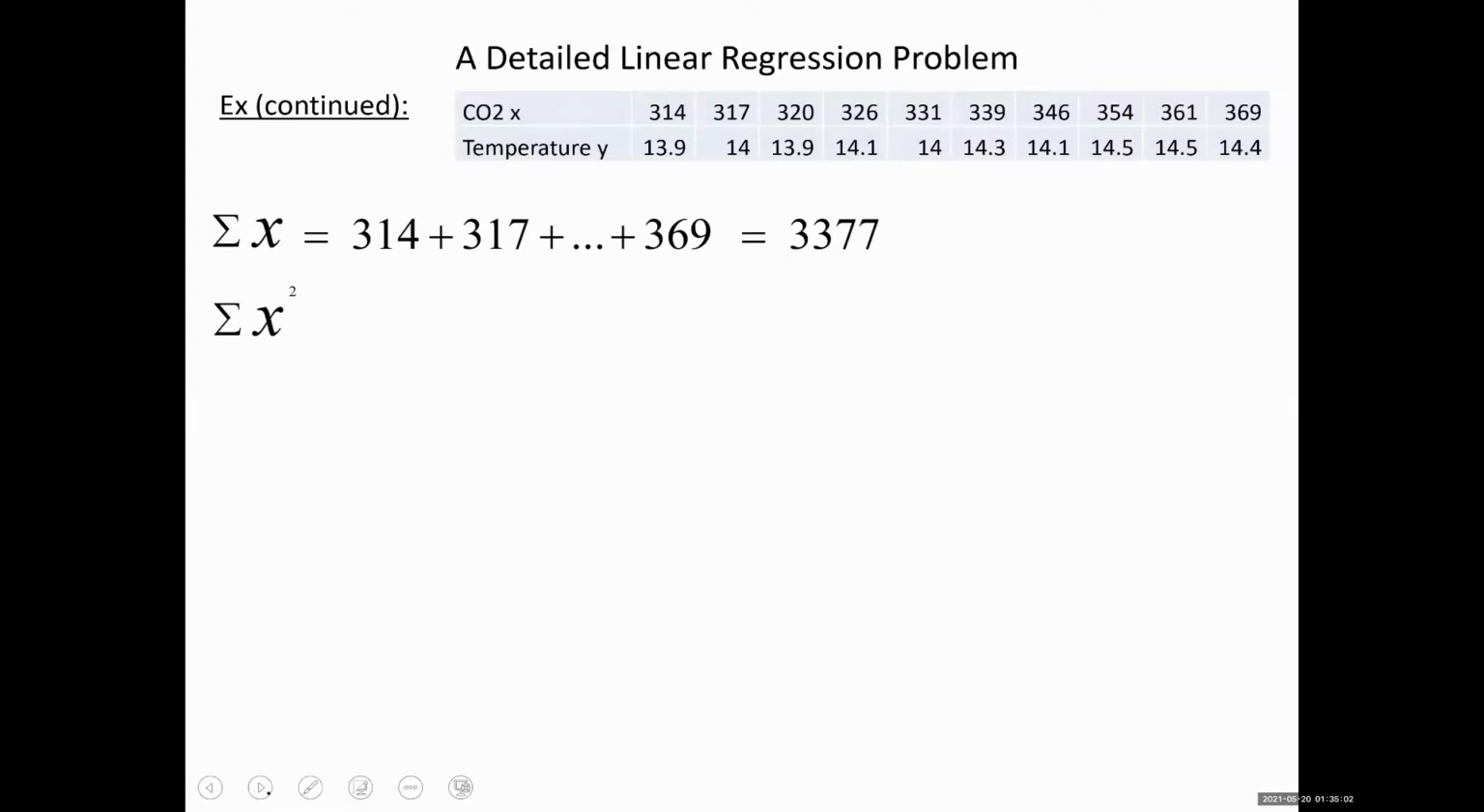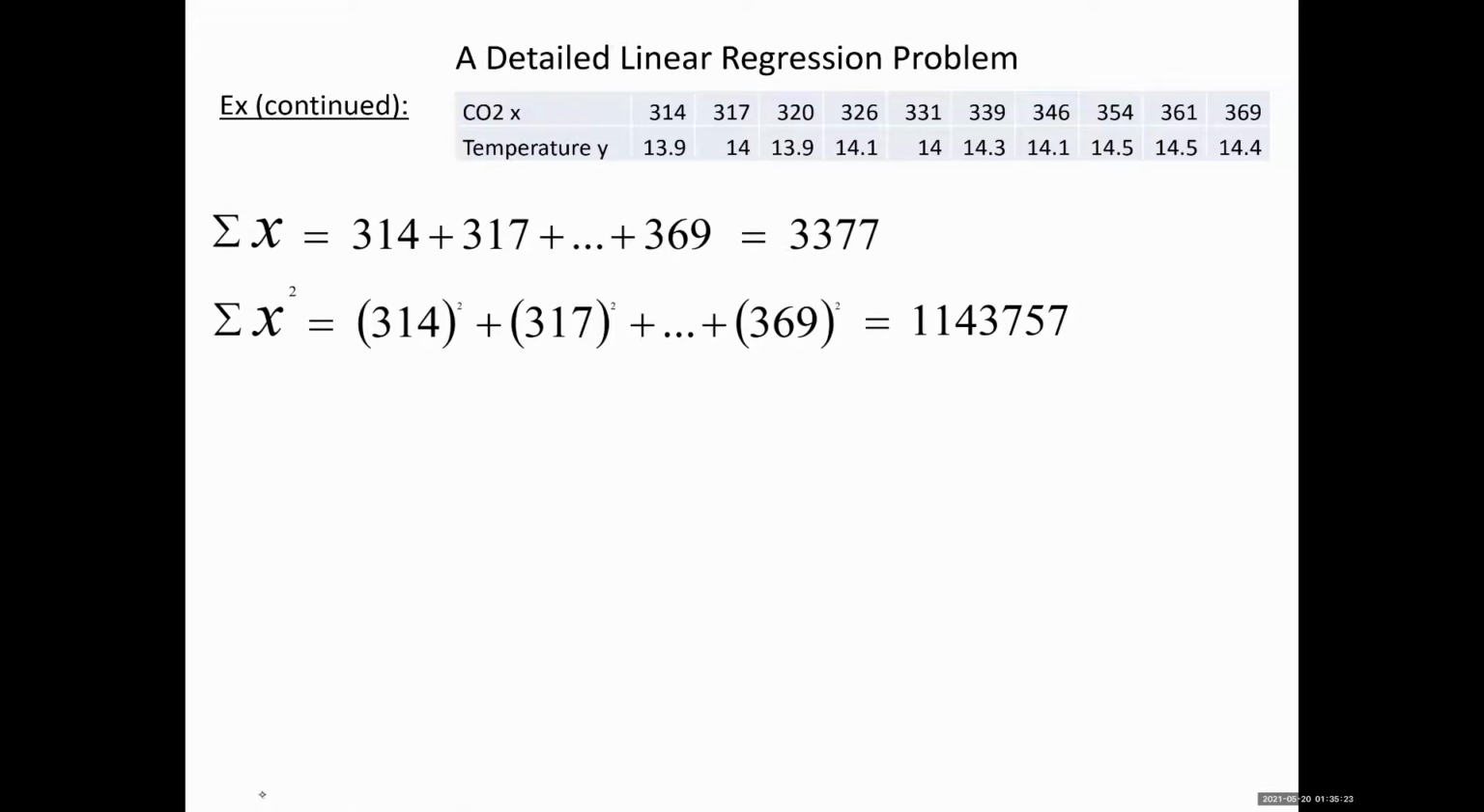Then you're going to find sum of x squared. What does that mean? That means you're going to square each of the x numbers and add them. We're not even looking at the bottom row, we're just looking at the x row. So you can do 314 squared plus 317 squared all the way up to 369 squared. And then you're going to add all those up. The answer to that is this messy number over here.